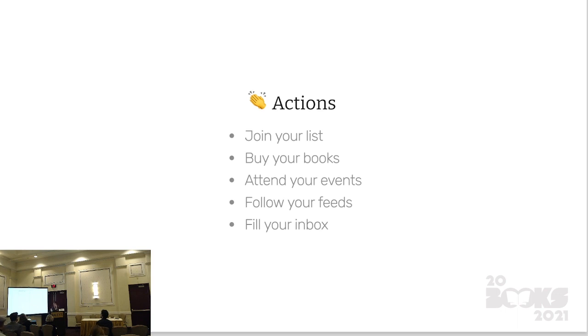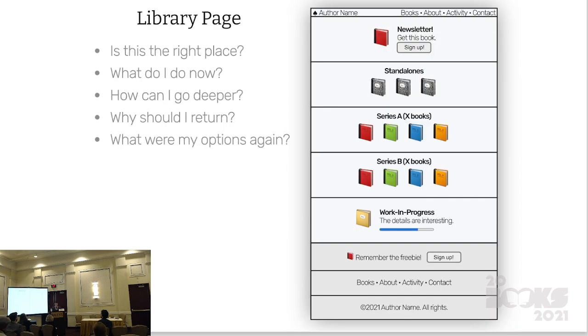Oh, sorry. I didn't show you anything. So, is this the right place? Header. What do I do now? Sign up for the list, right? They're interested in your books. How can I go deeper? And of course, we put the book section here. Why should I return? Again, it's going to be the work in progress.